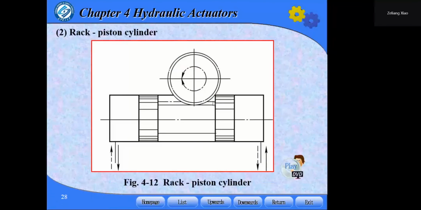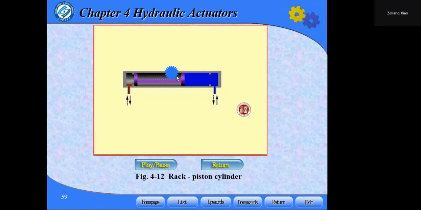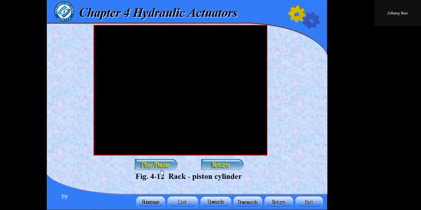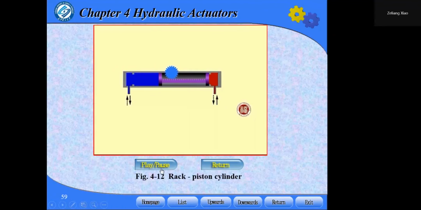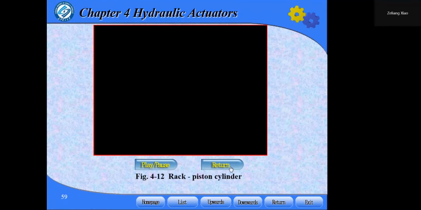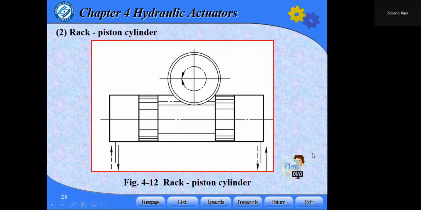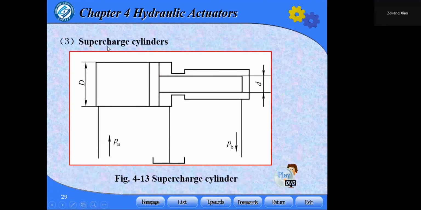The rack piston cylinder. There is a gear here. The rack piston cylinder, and the direction. Then the super cylinder.